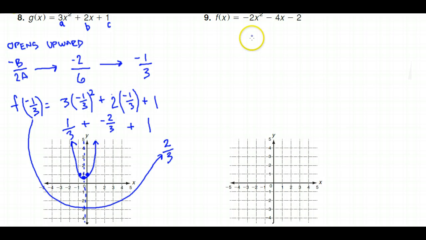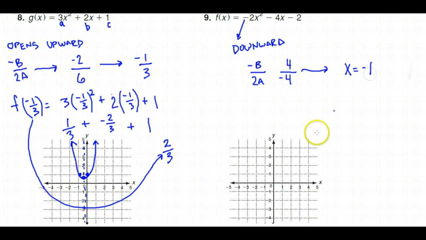Okay, let's move over to the next one here. This one is going to open downward because it has a negative a. So that means it's going to be downward opening. Alright, my axis of symmetry, the opposite of b over 2a, is going to be the opposite of negative 4, which is 4, over 2 times negative 2, which is negative 4. So this one's going to work out a little easier. My axis of symmetry is x equals negative 1. So we don't have fractions this time. Here's my axis of symmetry at x equals negative 1.